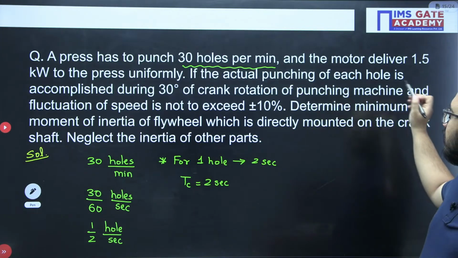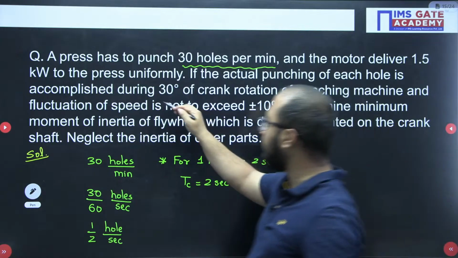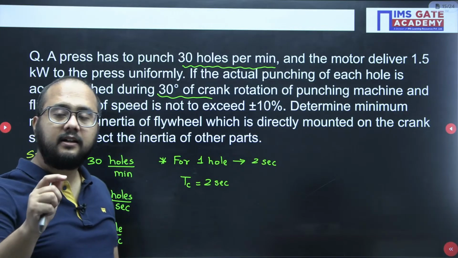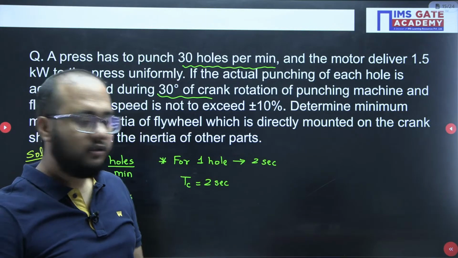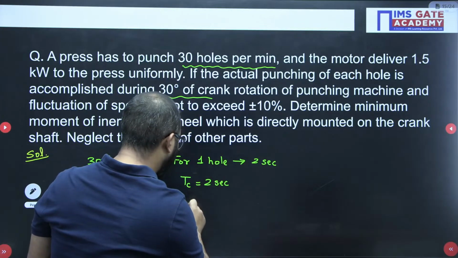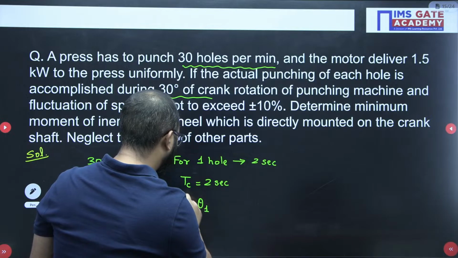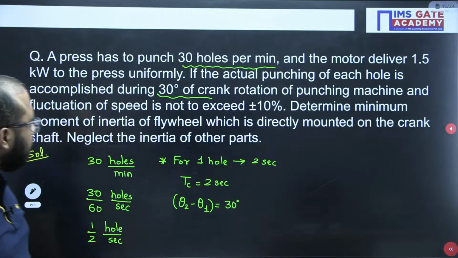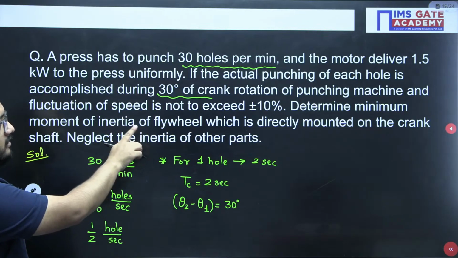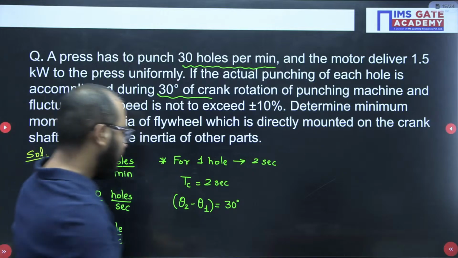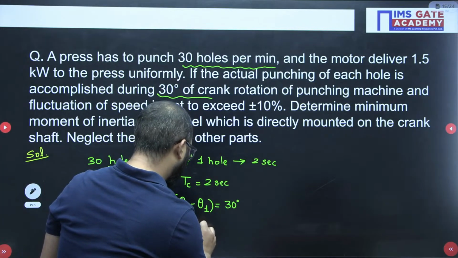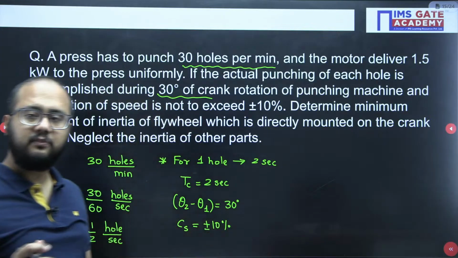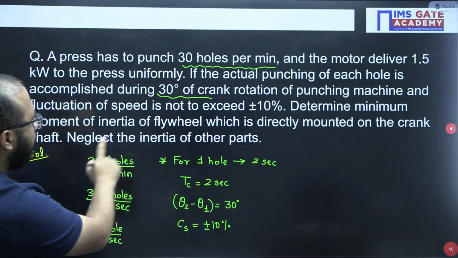If the actual punching of each hole is accomplished during 30 degree of crank rotation of the punching machine. So for actual punching, 30 degree rotation happened in the crank. So theta 2 minus theta 1 information is also clear. Okay. And fluctuation of speed is not to exceed plus minus 10%. So Cs value, plus minus 10% they have given. Okay, fine.